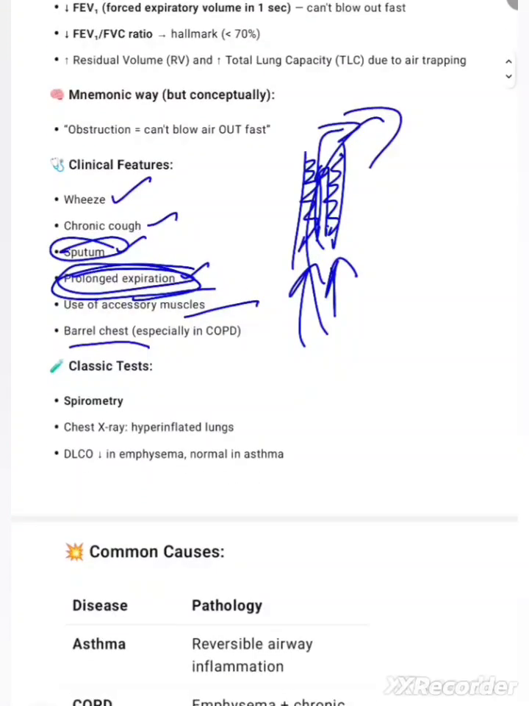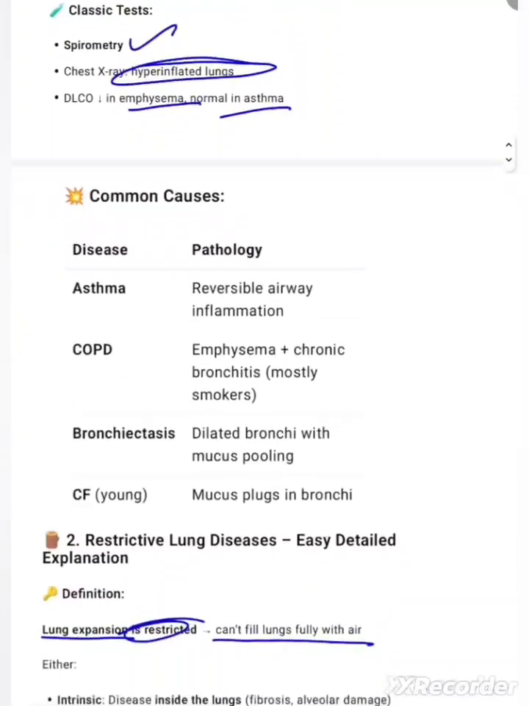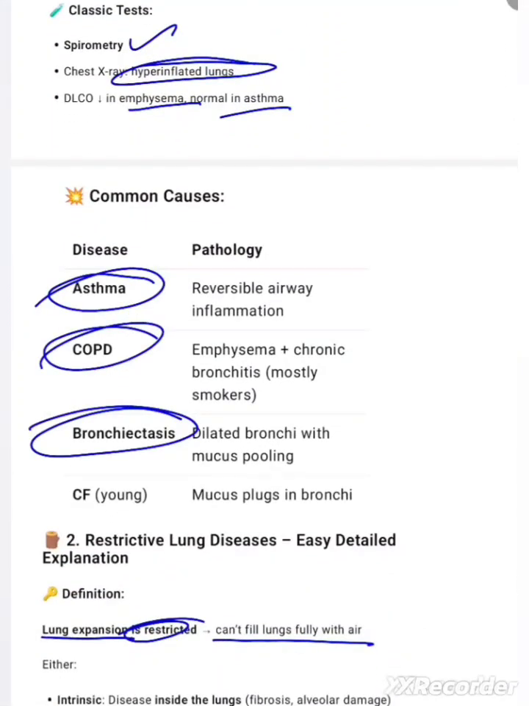And the classic tests are spirometry, chest x-ray showing hyperinflated lungs, and DLCO, which is decreased in emphysema and normal in asthma. So common diseases in this group are asthma, COPD, bronchiectasis and CF.